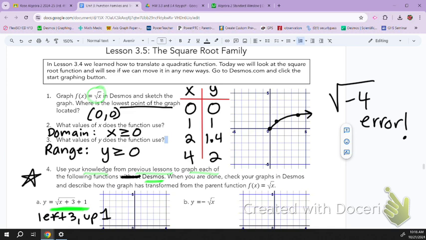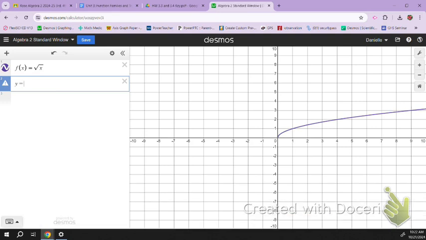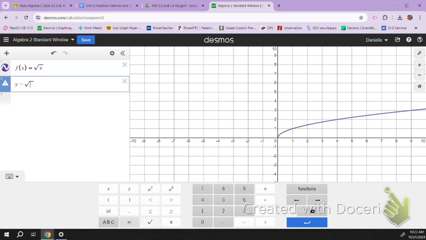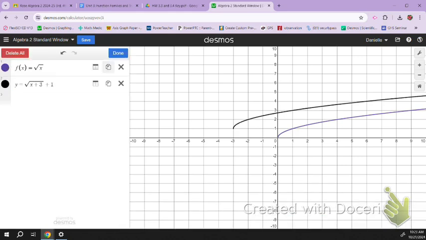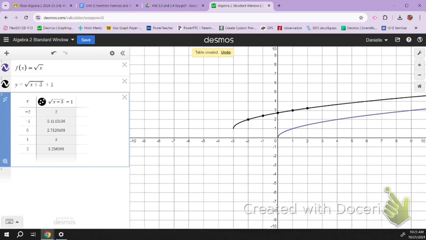Okay, so let's start with the square root of x. Here it is graphed on Desmos. For 4a, it says y equals the square root. If you click this keyboard at the bottom, you can pull up the square root. X plus 3 plus 1. And on Friday, I showed you how to make a table. It'll produce a table for you. So right now, I'm going to give you about 5 to 7 minutes to do the next 4 graphs, and then we'll check in and discuss.